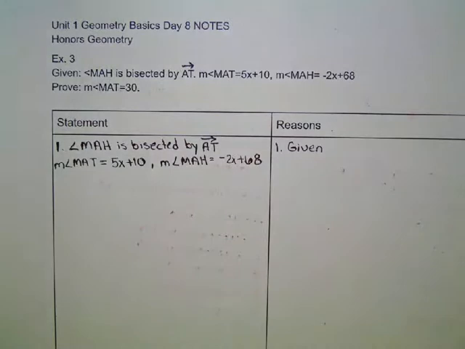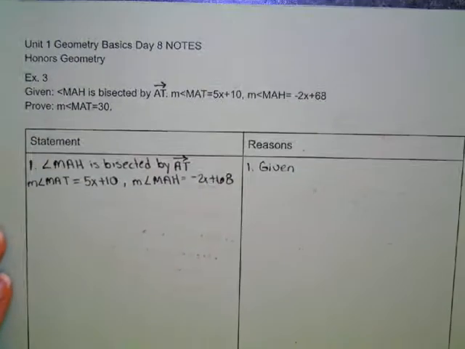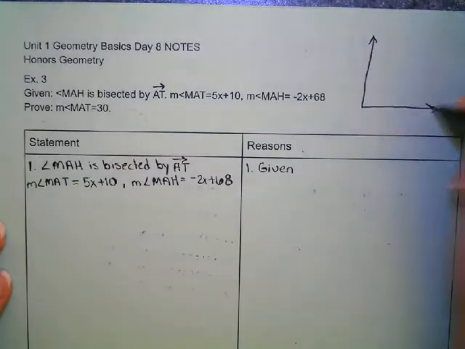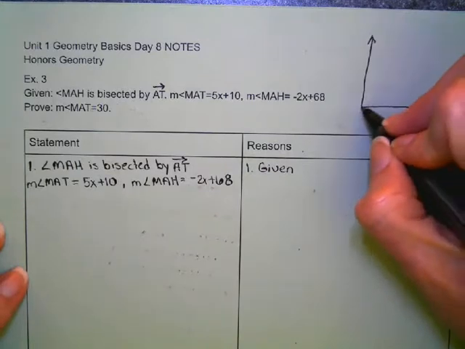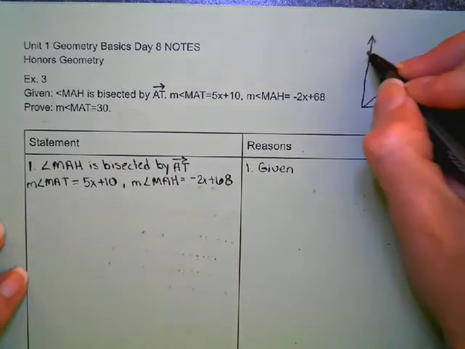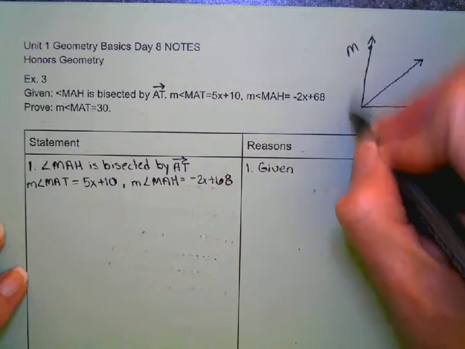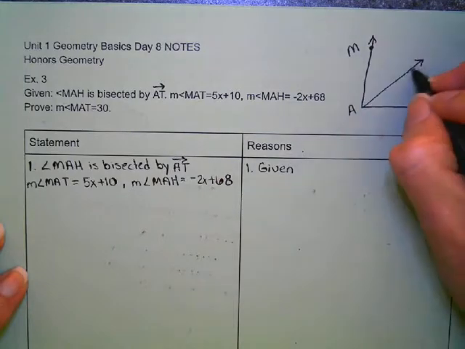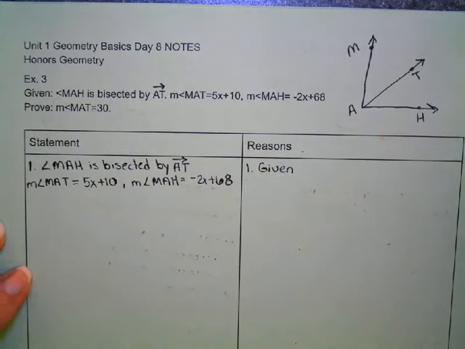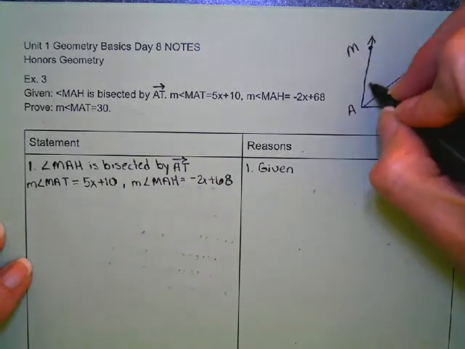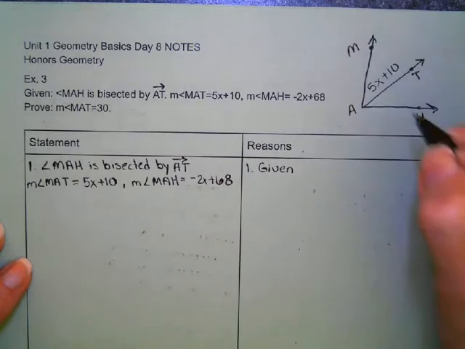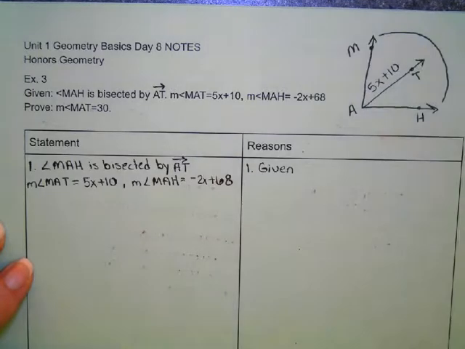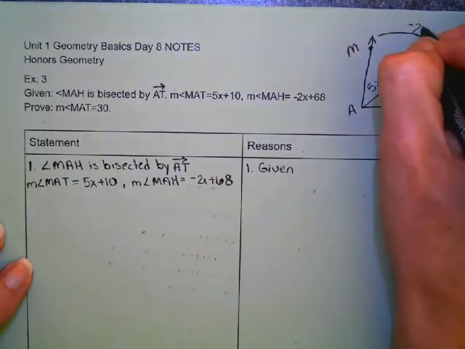Just like our other problems, it's best to draw a picture to help you process what we're talking about here. I don't know how big this angle is, so I'm just trying to draw one just big enough I can write my numbers and letters in here. It says MAH is bisected by AT. And then I'm going to put in the numbers they gave me. MAT is 5x plus 10. And MAH is this whole angle. And that would be negative 2x plus 68.